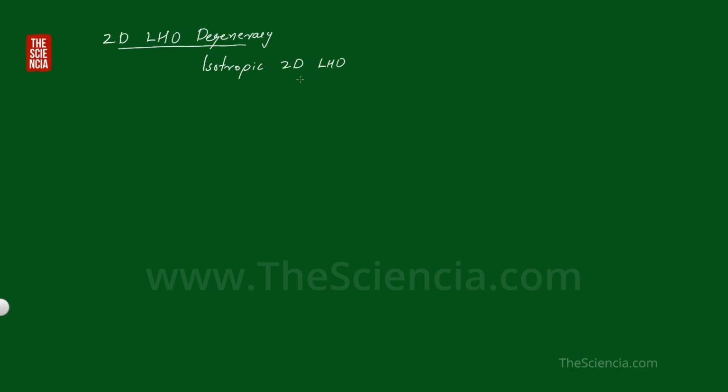Just before, we found the energy. That is, the energy expression will be equal to nx plus ny plus 1 h cross omega. And here nx can have values 0, 1, 2, etc. and ny can have values 0, 1, 2, etc.